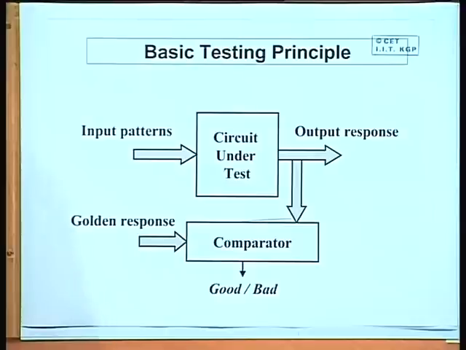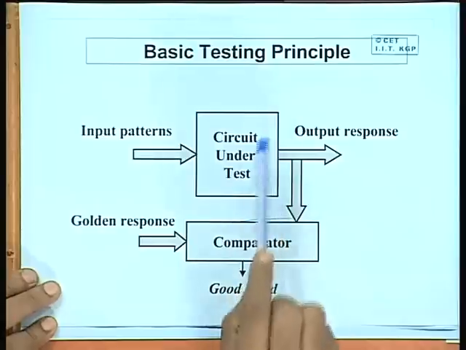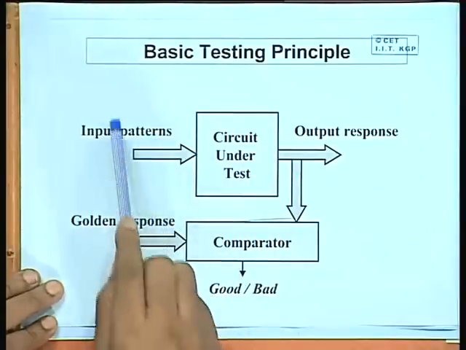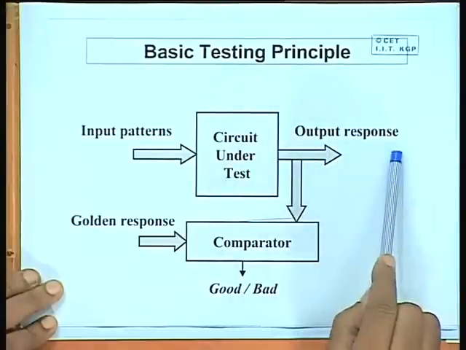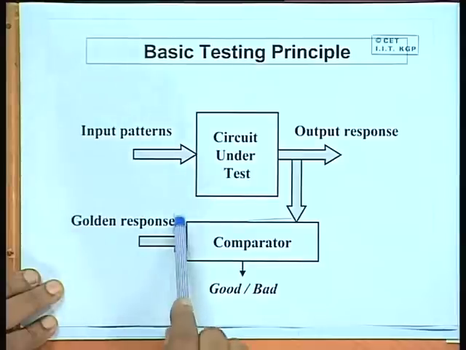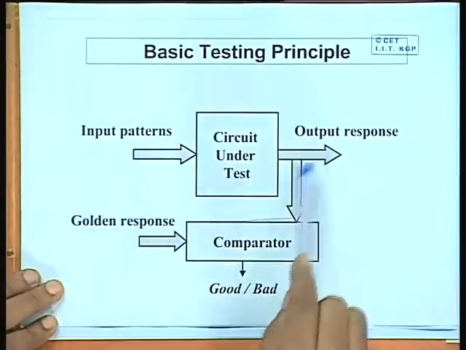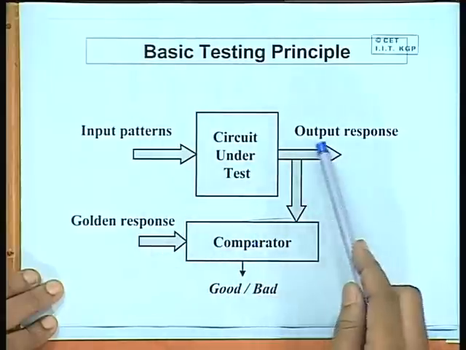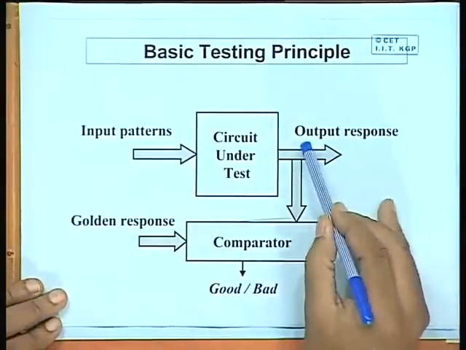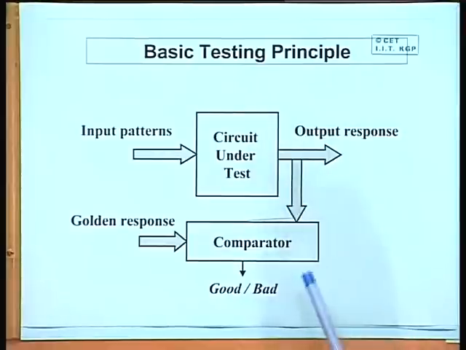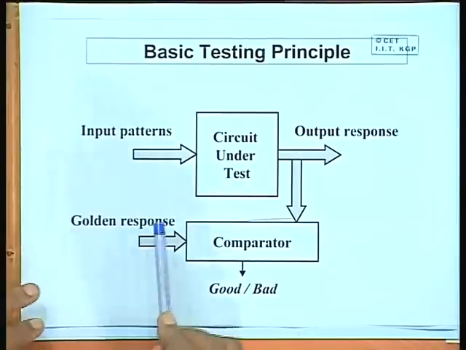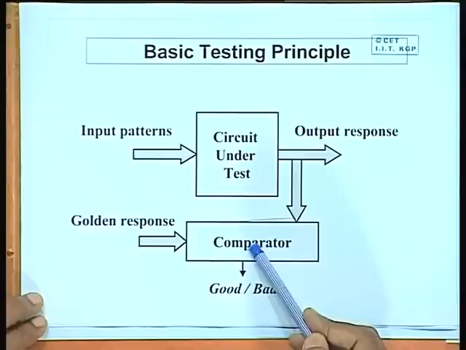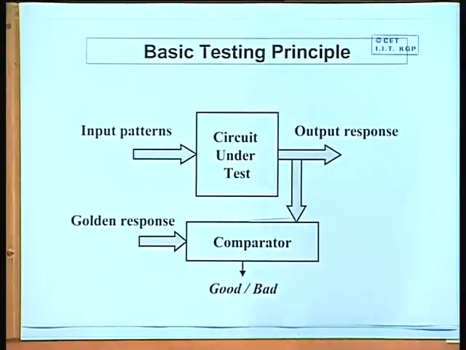Now, from this diagram, try to understand one thing: the circuit you are trying to test can be a very large circuit, which means that the number of input patterns you are applying can also be very large, which implies that the number of output responses you are getting is also very large. So, you will have to keep a very large set of golden responses to compare with the output response. In order to reduce this overhead, we will see later that in many cases, we somehow compress the output response into a small value, which is called a signature, and we only maintain the golden signature, that is a very small number we can store, and we compare the signatures to evaluate whether the circuit is good or bad.